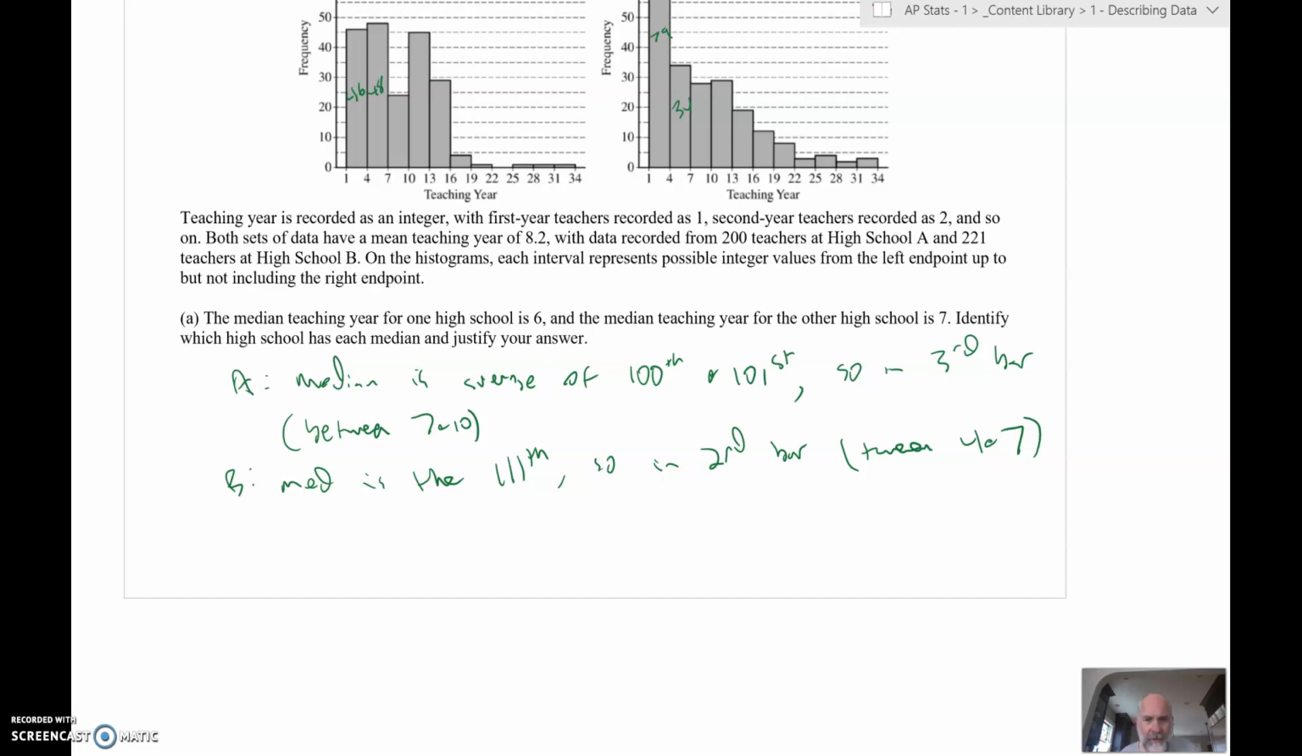So, I didn't answer the question. Whoa! And so therefore the median on this one is 6, and therefore in this one the median is 7.